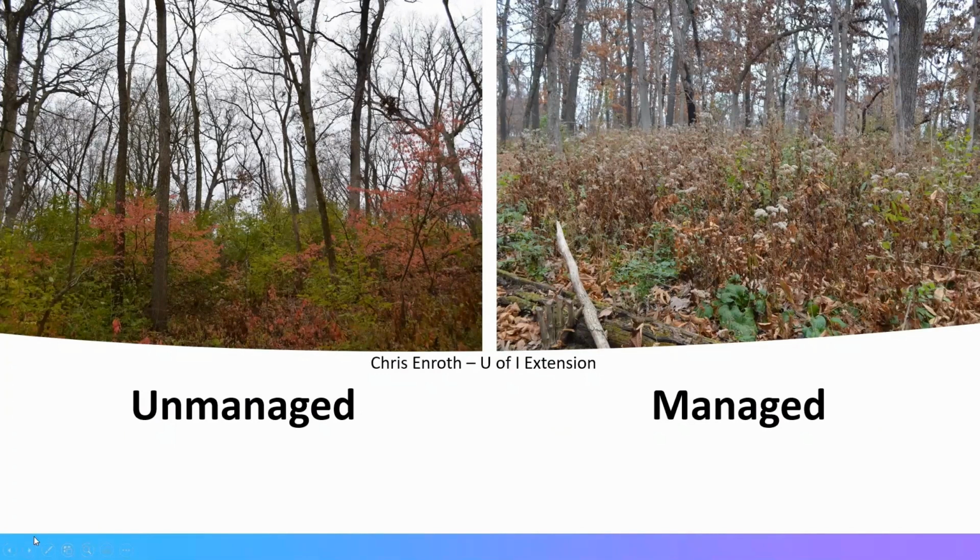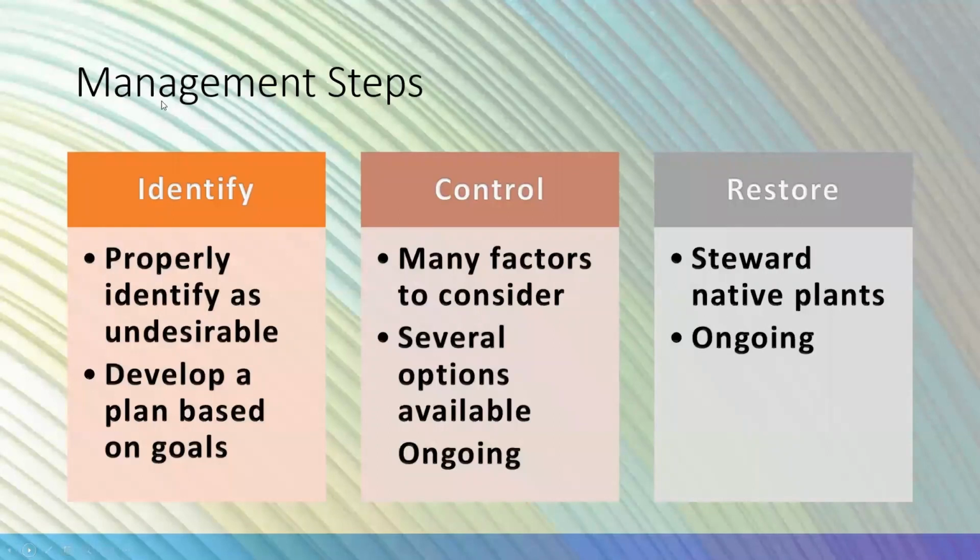And so just these key things, so you can make up your mind, which would you rather have? I know what I would rather have. And this is a personal decision for everyone to make. Now, how do you manage something like this? We can break it down into these three steps. Identify, so that we can properly manage these plants and develop a plan. We then go into our control step. There's lots of things to consider that we're going to talk about, and a lot of options.